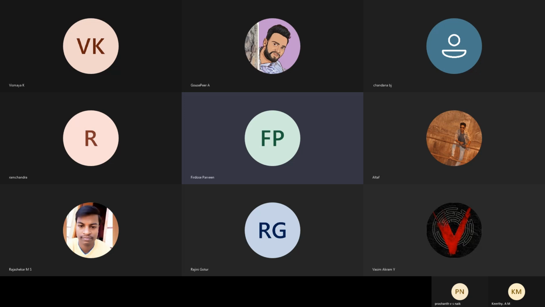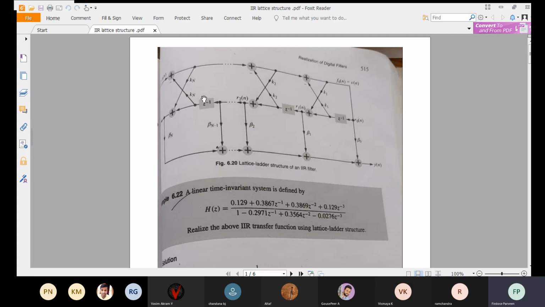Lattice ladder structure. Okay, so this is the structure actually. In this way you have to form. They'll be giving an equation like this. You have to solve and get it in this way. Let us see how it is.